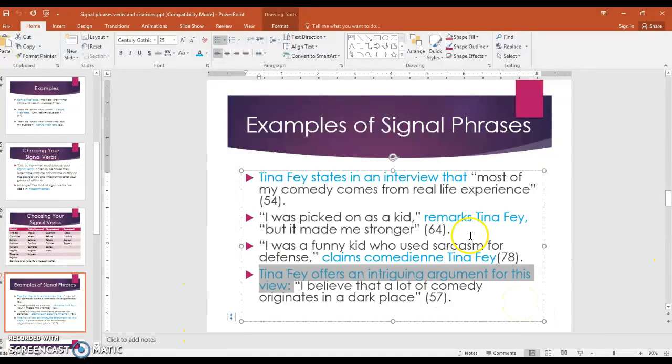All right, all those are signal phrases. Although they're different and they're located in different places, they all do the same thing. They signal to the reader that these are words or ideas that do not belong to you, the writer.